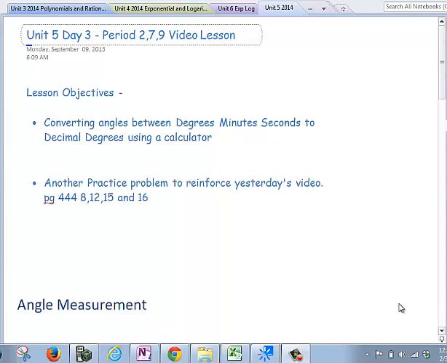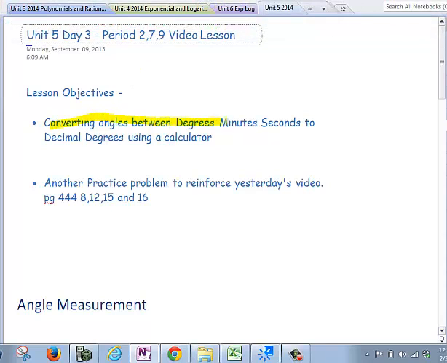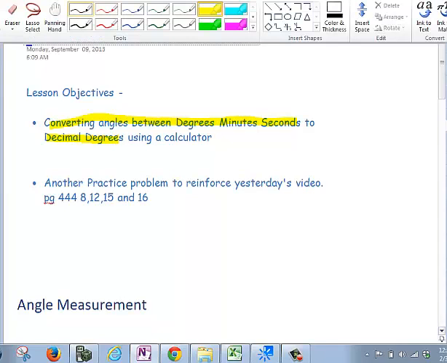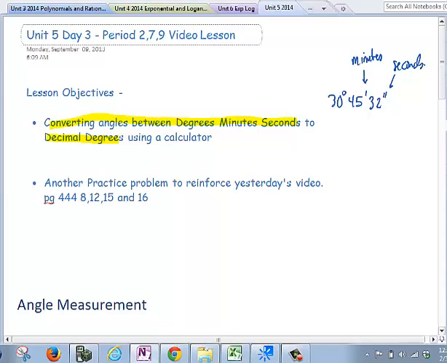McAllen, and a short video today on, as it says in the objectives, converting angles between degree minute seconds to decimal degrees and vice versa. So some of you guys have seen on that pre-test we took, when you see an angle like 30 degrees, 45 one tick, and 32 another tick, that basically means the one tick stands for minutes and the two tick stands for seconds.